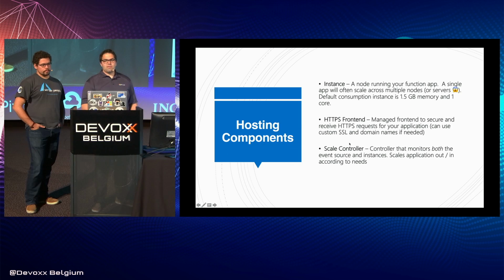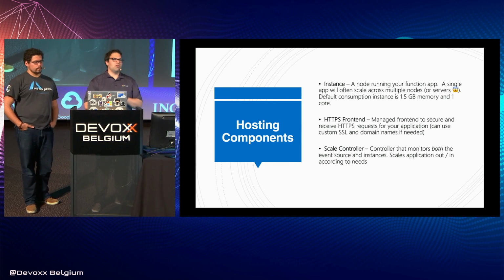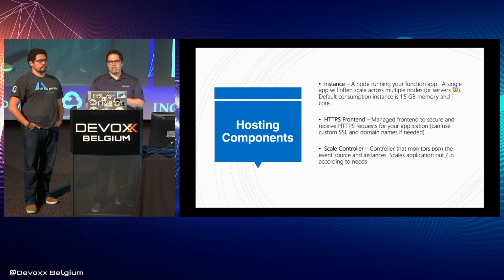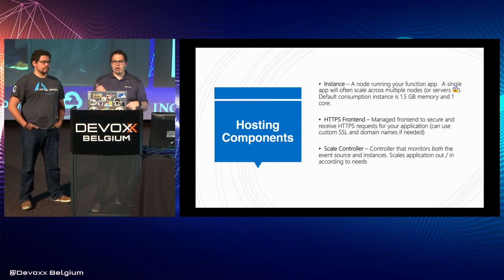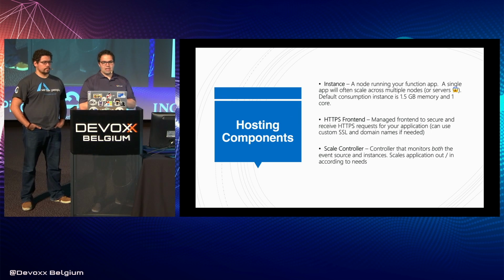We have an HTTPS front end that we manage for you. So if you want an HTTP trigger, we give you some certificates out of the box. We'll take that traffic, send it back to your app, so you don't have to worry about managing an HTTPS front end. And we give you customization as well. So if you want a custom domain name or custom certificates, you can always set that up.